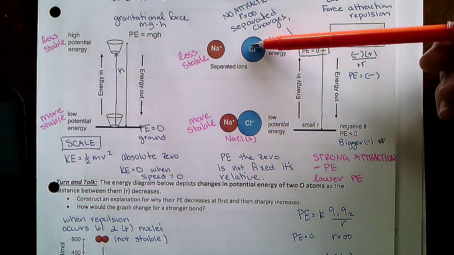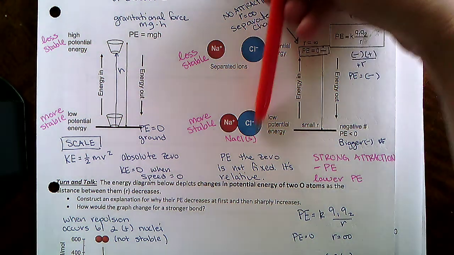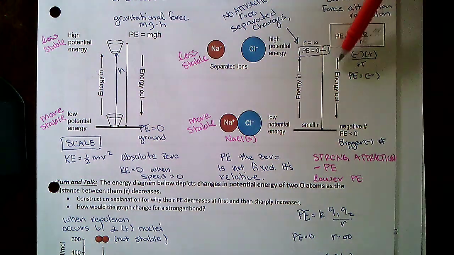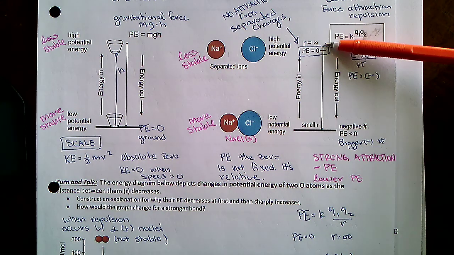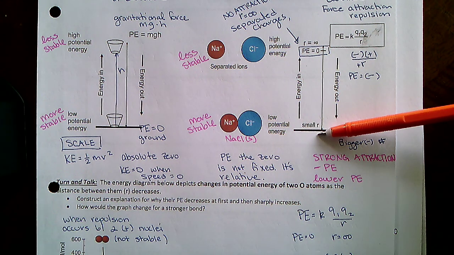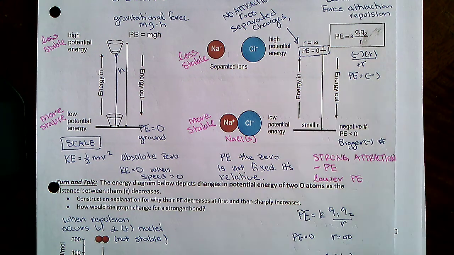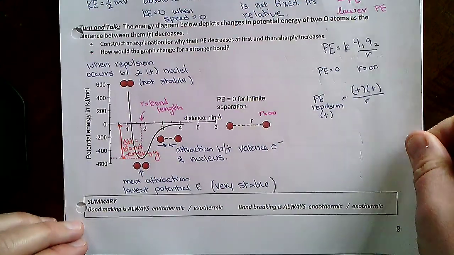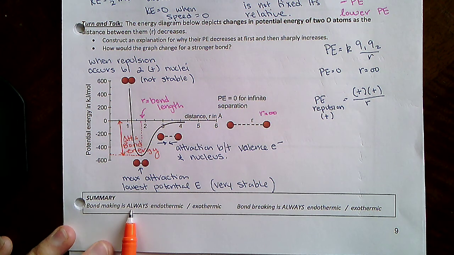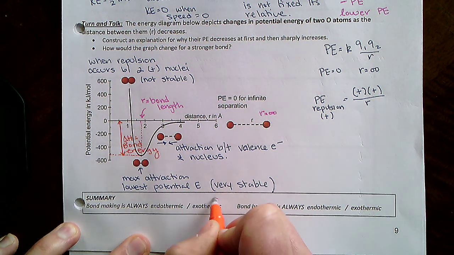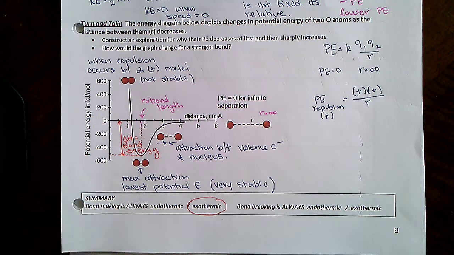Bond making is you're going down, right? You're forming an ionic bond. Energy's coming out. You're starting at high potential energy and going to low potential energy. So energy is coming out of the system. So anytime you make a bond, it is always, always, always exothermic, right?